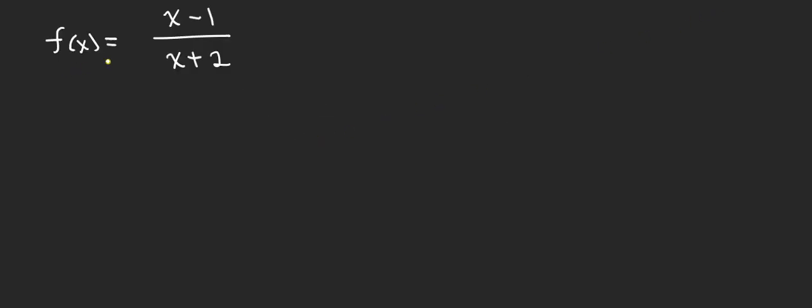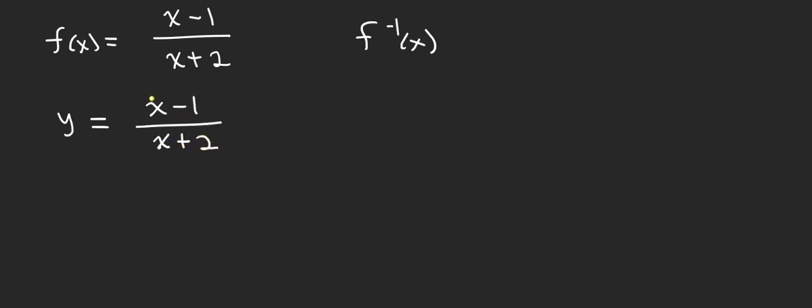So now you have f of x equals x minus 1 over x plus 2, and they want you to find the inverse of f of x. In order to find the inverse, remember f of x is the same thing as y. So y equals x minus 1 over x plus 2. If you want to find the inverse, remember, domain and range interchange. So instead of y, you've got to put x, and instead of x, you've got to put y.